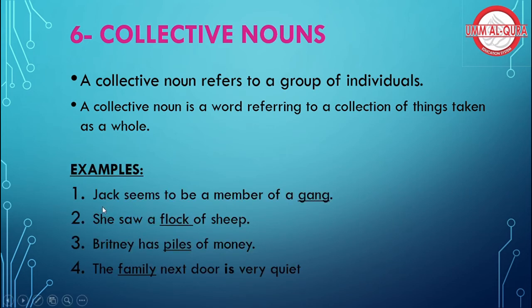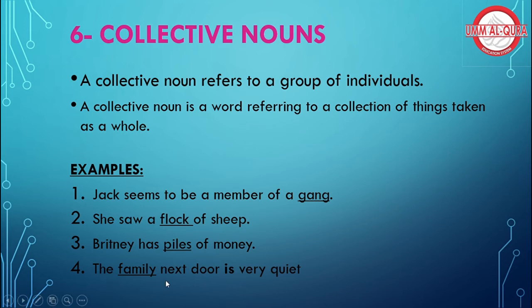The examples are: Jack seems to be a member of a gang. Gang here is a collective noun that is being used for all the people in a group that do the wrong things. Next, she saw a flock of sheep, meaning there are many sheep and together they are a flock. Brittany has piles of money. Okay, like piles of clothes, piles of notebooks. So piles is the collective noun we are using to refer to a lot of money.